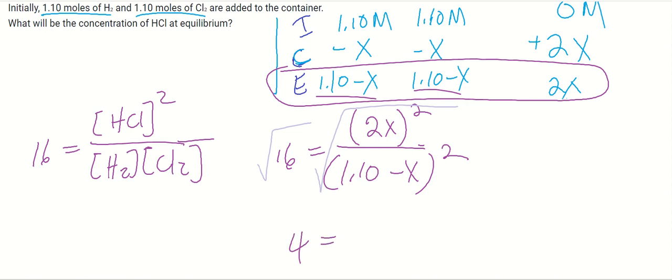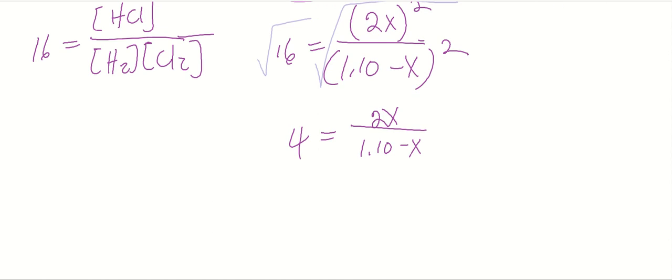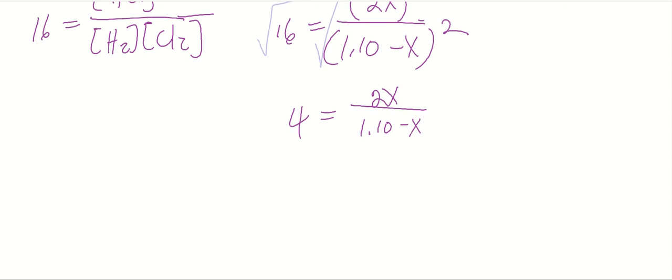So 4 is going to equal 2x over 1.10 minus x. We have perfect squares, so we don't need the quadratic. On your quizzes and tests, you'll never need the quadratic in our class. Let's cross multiply to get rid of these fractions, or you can just multiply through by the denominator. That's what that means.